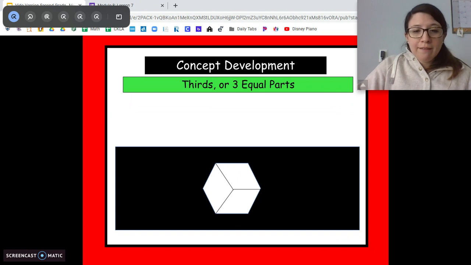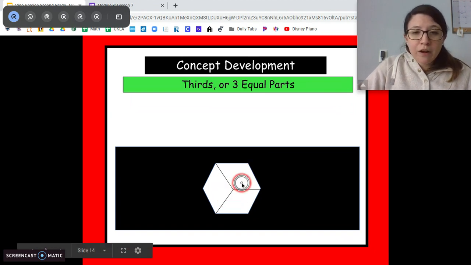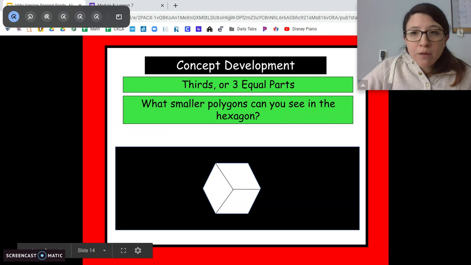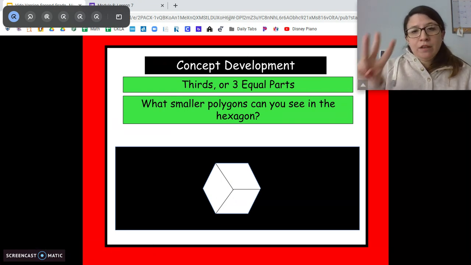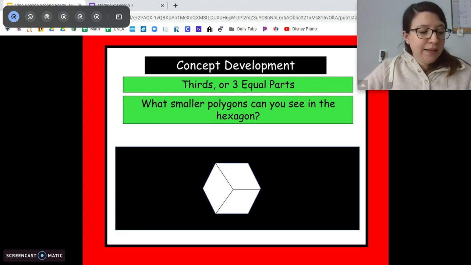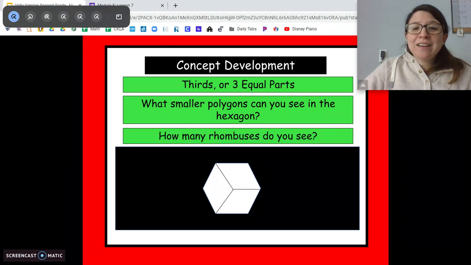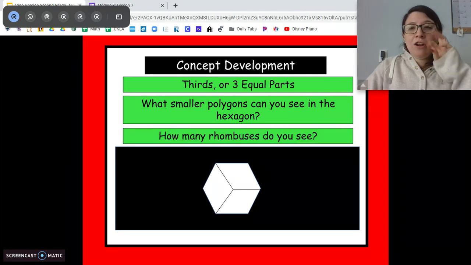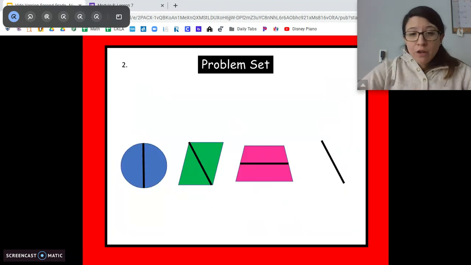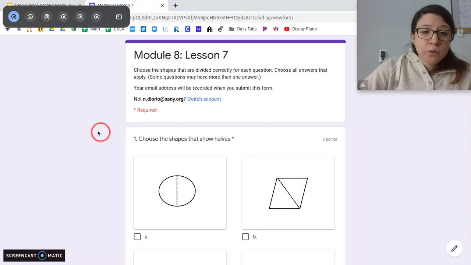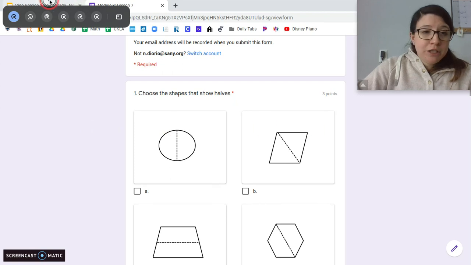Same thing here. We have 3 equal parts. They are thirds. What smaller polygons do you see in this hexagon? We see 3 equal shapes, 3 equal parts. What smaller polygon is that? A rhombus, very good. And you see 3 rhombuses, and they are thirds. Awesome work.